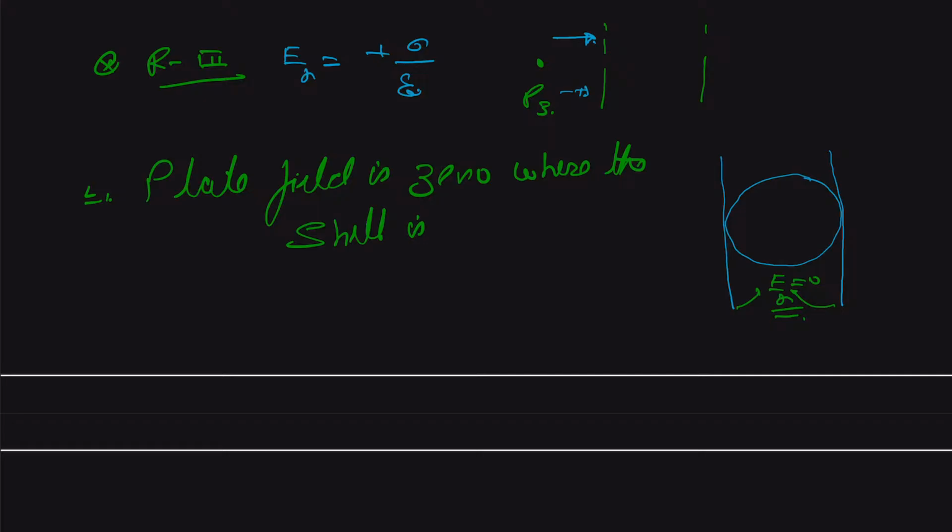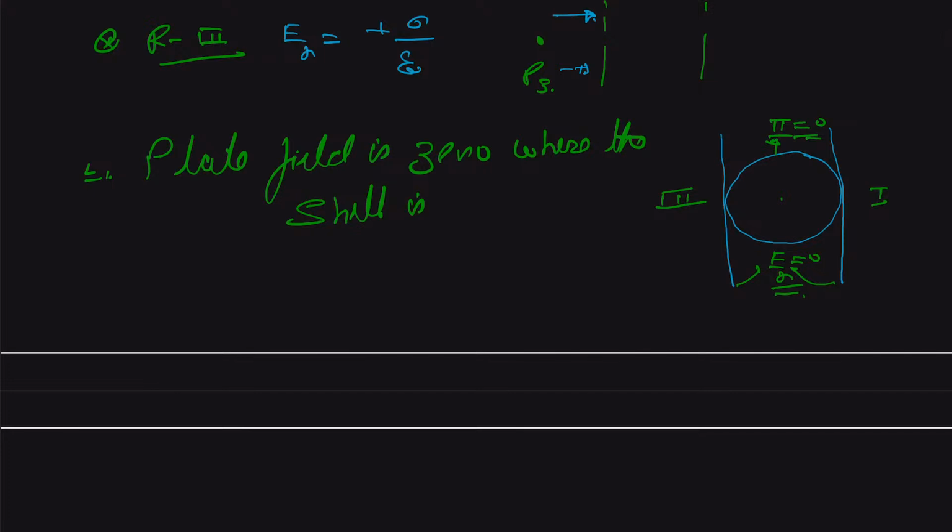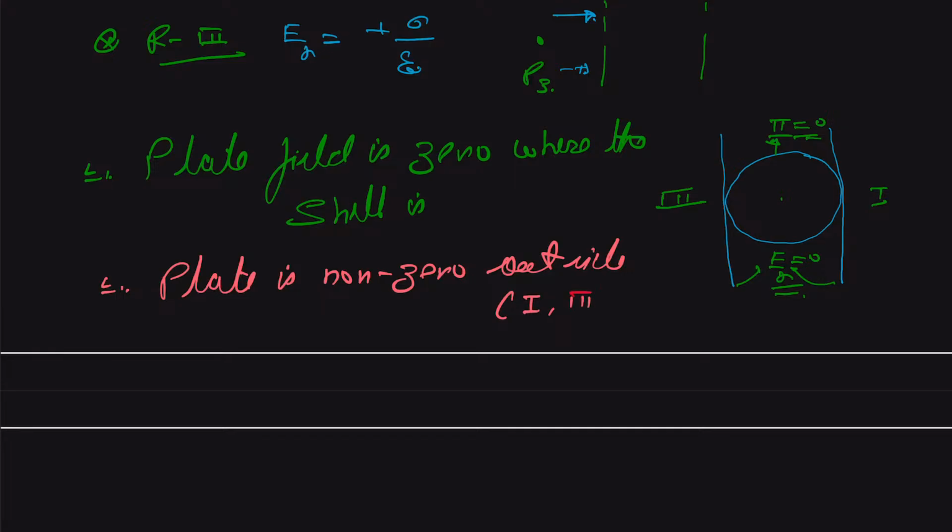Okay. So it means if we want to find out the effect of our electric field, then the electric field because of the plates will be only in region number 3 and region number 1. In region number 2, the plate field is equal to 0. Okay. And the shell is also present in region number 2. And second thing from here we can say that our plate field is non-zero outside. Okay. Outside means region number 1 and region number 3, and inside means region number 2. Okay. So here we draw this important conclusion.